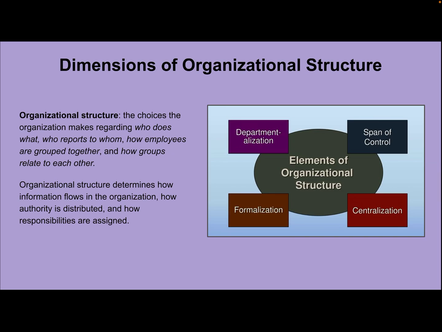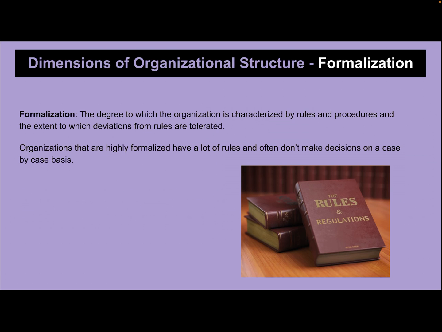And in fact, you can see in the little diagram or the little picture, the elements of organizational structure include departmentalization, which is splitting up into departments, right? Formalization, which we'll talk about in a moment, it's rules and regulations. Span of control, how many people are reporting to each manager. And centralization, we'll talk about that also in a moment. Let's look at these 4 things, starting with formalization.